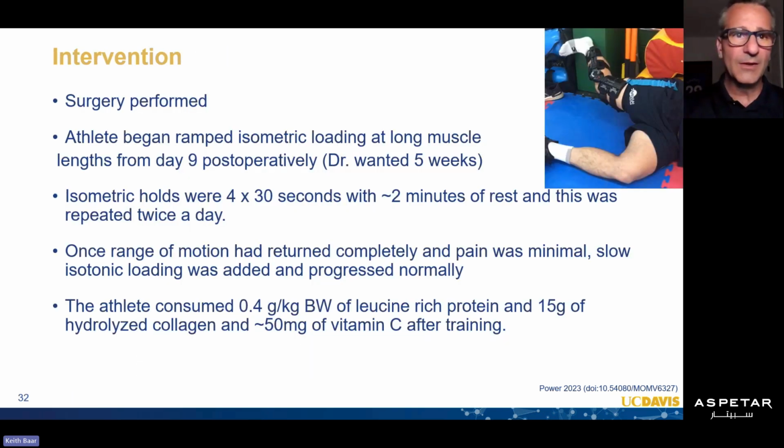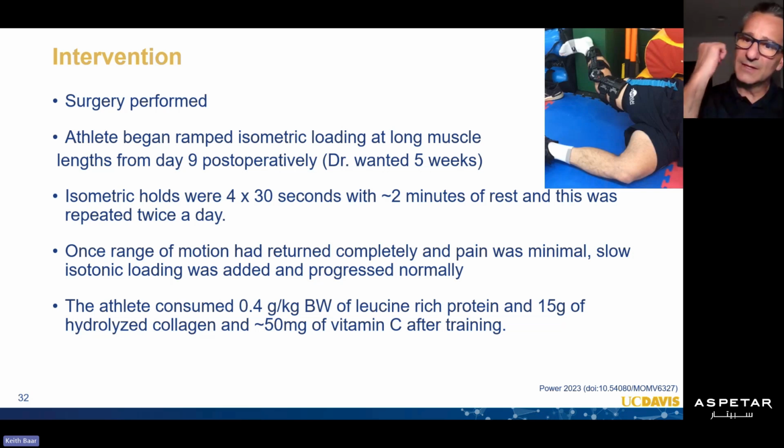So what do we do? Well, they surgically repaired it, and then we got into a big argument with the surgeon. The surgeon wanted to wait 5 weeks. We wanted to go the next day. We wanted to start loading. We came to an agreement. 9 days post-operatively, we started loading. We started loading at a long muscle length, and basically we just did 4 by 30 seconds of isometrics, 2 minutes of rest, repeated twice a day.